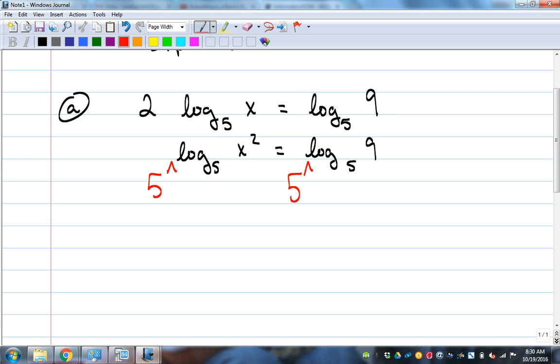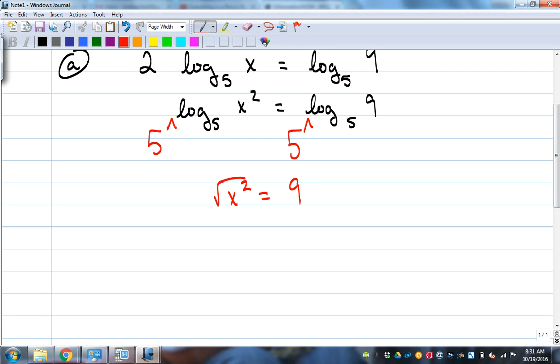What happens then is you've got 5 to the log base 5 of something, just like number 1 on the quiz. You cancel out the base 5 and the log up here. So that's where the x squared is coming from, and then 9. If we're going to solve that, we take the square roots. It's plus or minus 3, technically. So that's two answers: x equals positive 3, x equals negative 3.